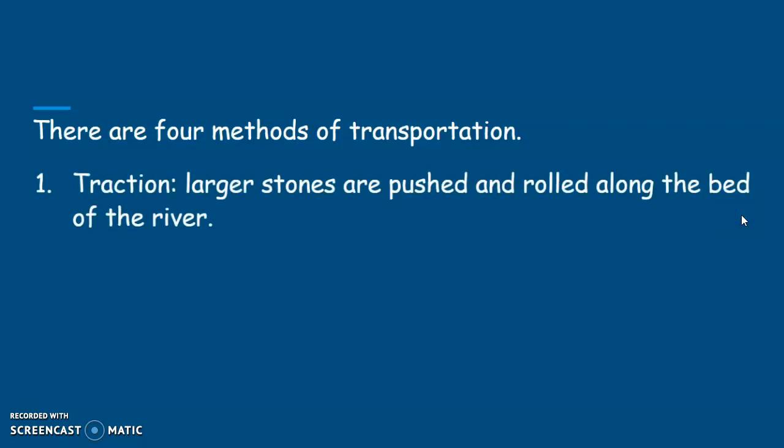The first one is called traction. So traction is how very large stones and boulders are pushed and rolled along the bed of a river. This usually would happen when there's a flood. So you need a lot of hydraulic action, so the erosion, because of the force of moving water, to be happening, and then you also would get traction. You get these large stones being moved along, rolled and pushed by the force of the water.